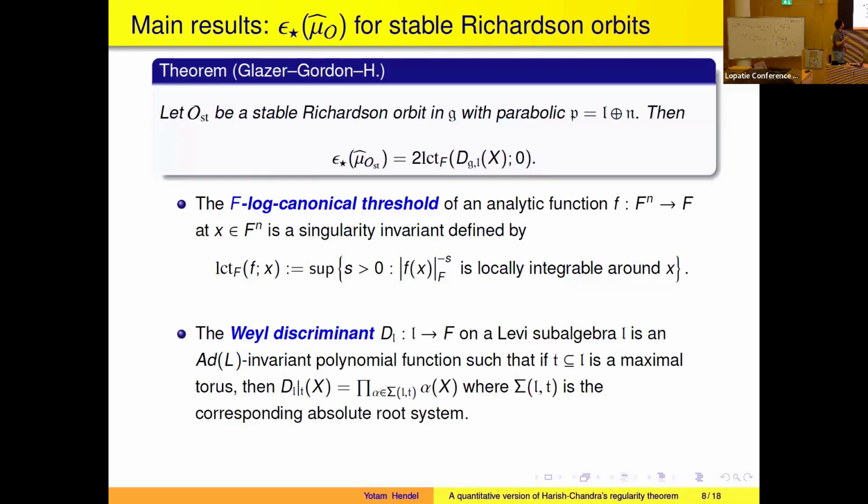So okay, I'm just going to keep the slides here, and then I'm going to say something about them. Good, yeah. So okay, so what is log canonical threshold? What is this relative Weyl discriminant? So log canonical threshold is a certain singularity invariant. Comes from birational geometry.